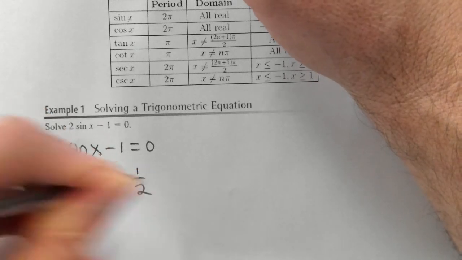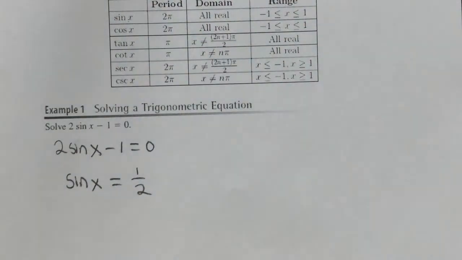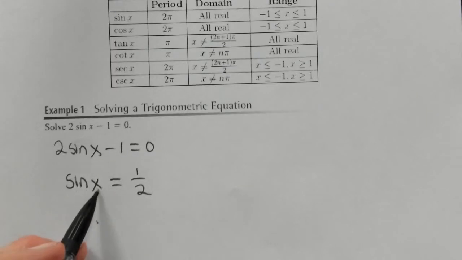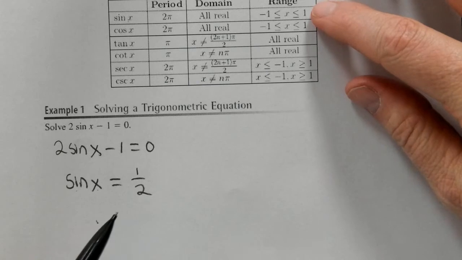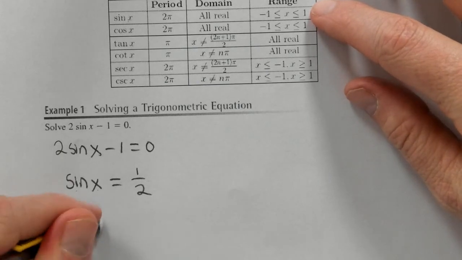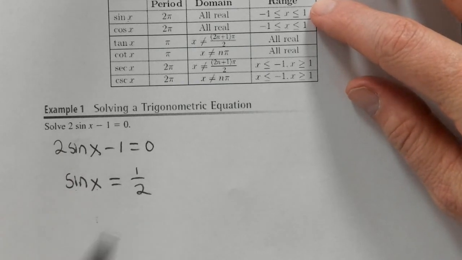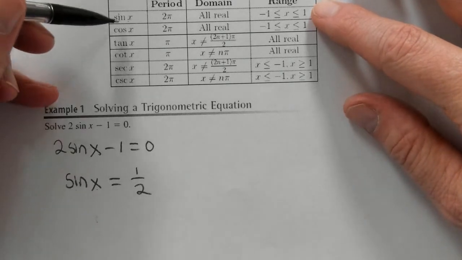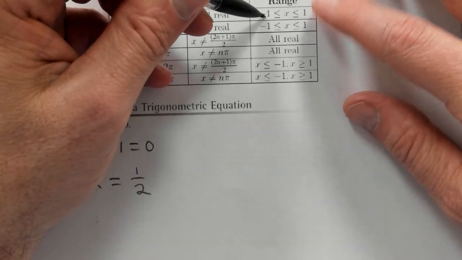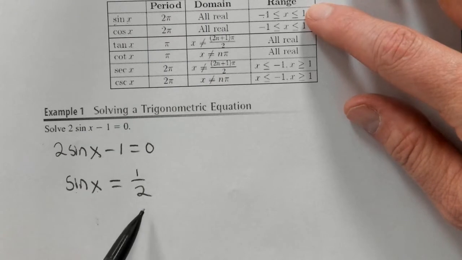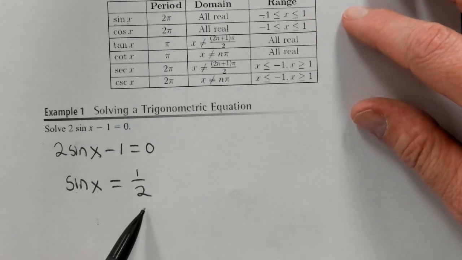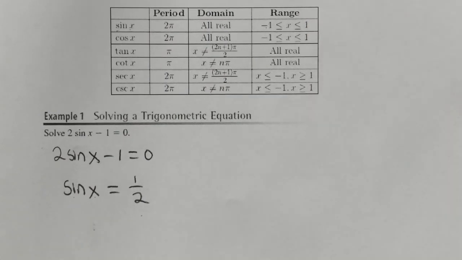All right. Now, before we proceed, we've got to make sure that the sine of x is equal to something that's within the range. If it's not, we would have to say that this equation has no solution. So the range for sine of x is between -1 and 1, and 1/2 is between -1 and 1. So we're okay on the range. All right. So now we can proceed to get the solution.